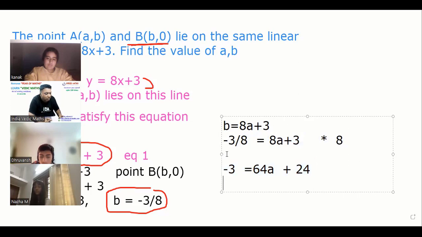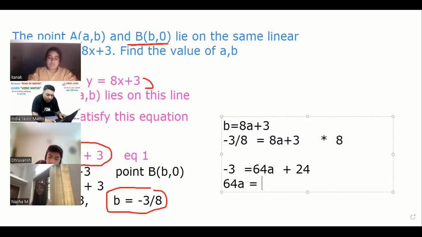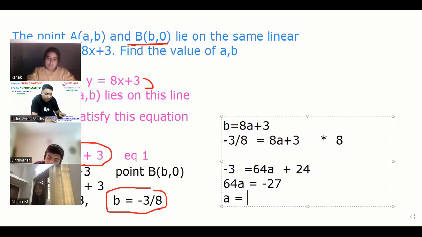Yeah. What are you going to do now? You're going to shift 24 to the other side. Perfect. So it becomes 64A equal to minus 3 minus 24, right? Yeah. And minus 3 minus 24 is how much? Minus 27. So what is the value of A now? Same, right? Yeah. That's it.